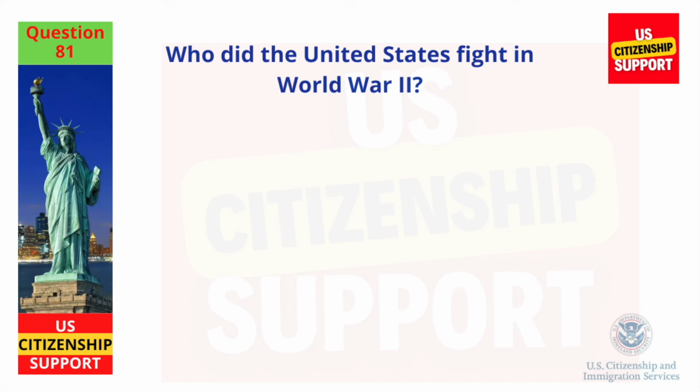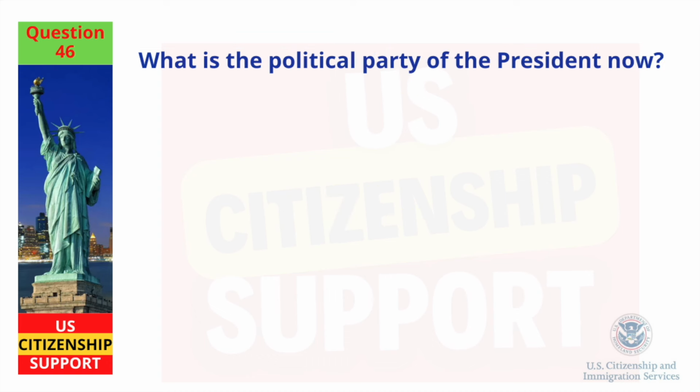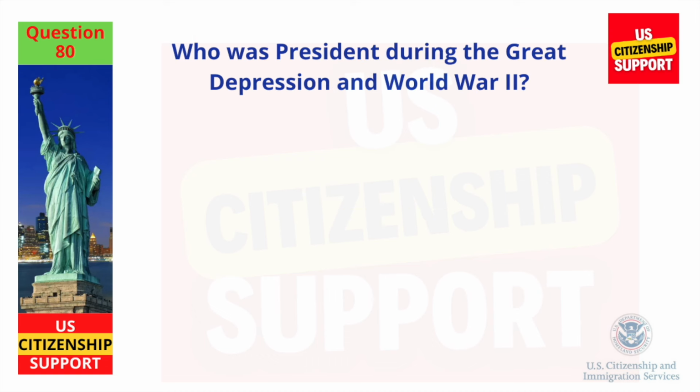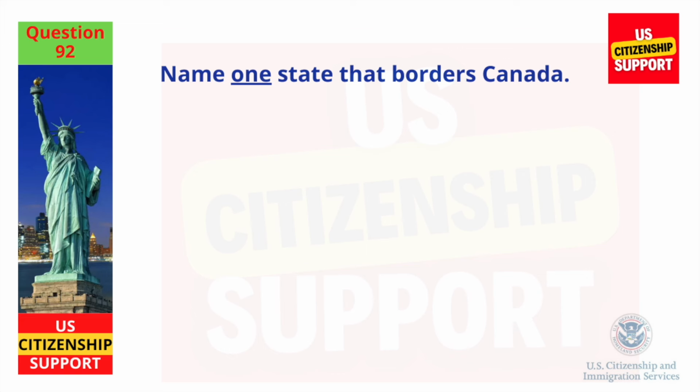Who did the United States fight in World War II? Japan, Germany, and Italy. What is the political party of the president now? Democratic Party. Who was president during the Great Depression and World War II? Franklin Roosevelt. Name one state that borders Canada. New York.